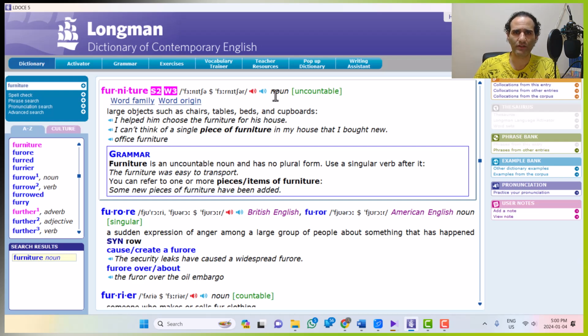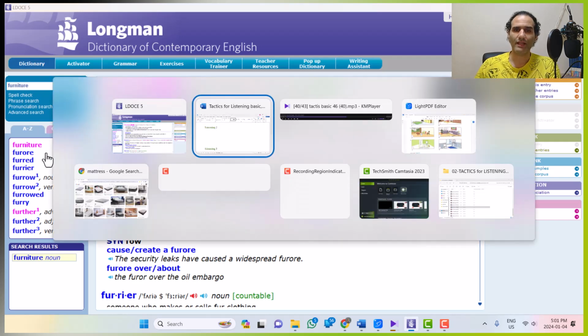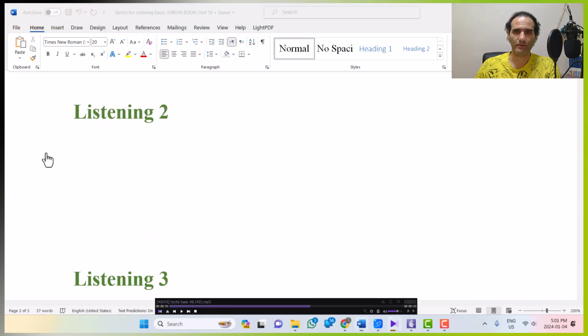And the stress is on the first syllable. It says furniture, and British furniture, and uncountable or non-count. So furniture is non-count. We can say a piece of furniture, but not one furniture. I can't think of a single piece of furniture in my house that I bought new. Office furniture. So that's why he says much furniture.